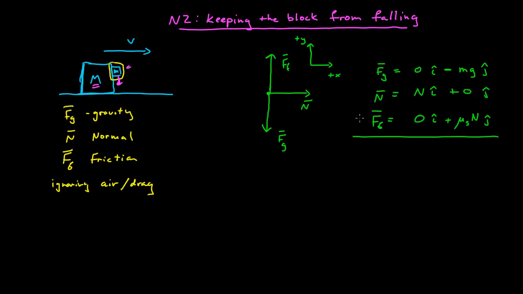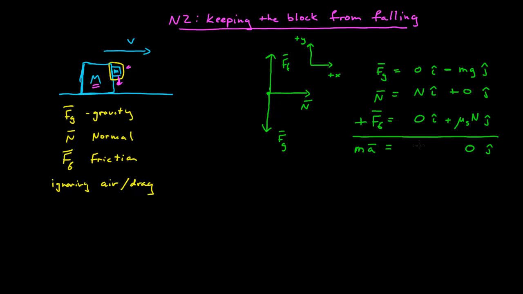Now the vector sum of all of these forces is the mass times the acceleration. Now I want the condition where the block is not falling, and so the y component of the acceleration is 0.